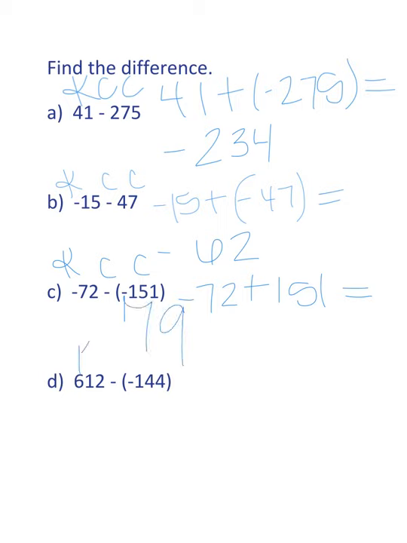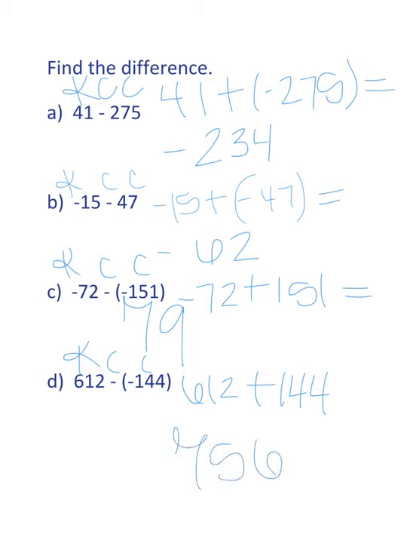For D, we keep change. So we keep 612, we change the minus to plus, and we change the negative 144 to positive 144. So we have 612 plus 144. That is just a simple addition problem. So if you figure that out, you get 756.